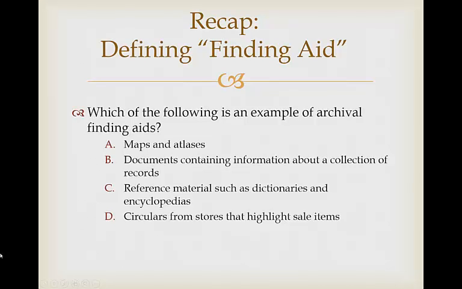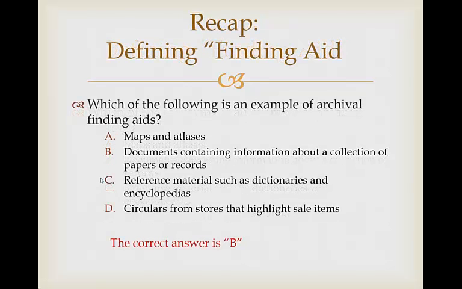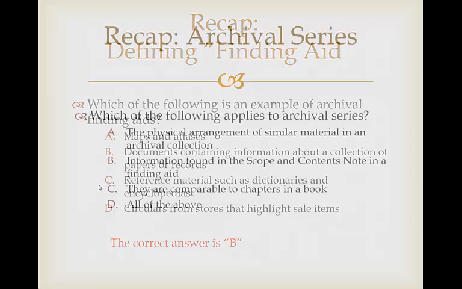So let's recap the topics covered in this tutorial. Which of the following is an example of archival finding aids? A. Maps and atlases. B. Documents containing information about a collection of records. C. Reference material, such as dictionaries and encyclopedias. Or D. Circulars from stores that highlight sales items. The correct answer is B. Documents containing information about a collection of records.